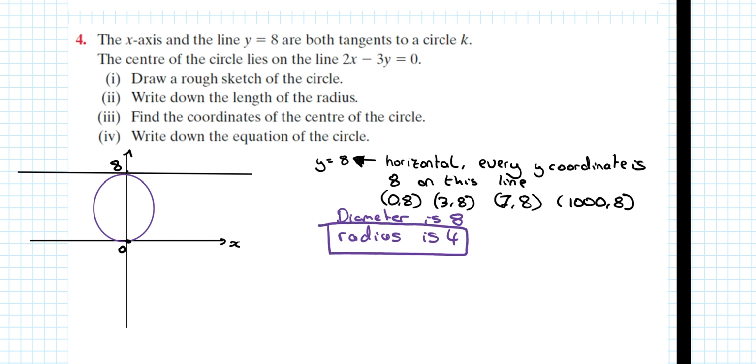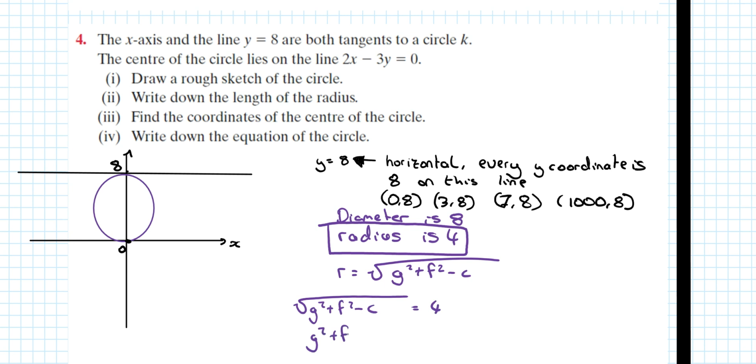And the knock-on effect of that, before I go any further, what formula do I know of the radius? Square root of g squared plus f squared minus c. So I know I have an equation straight away. Square root of g squared plus f squared minus c is equal to 4. So g squared plus f squared minus c is equal to 16. Boom, equation 1.